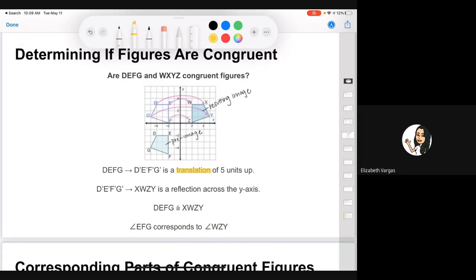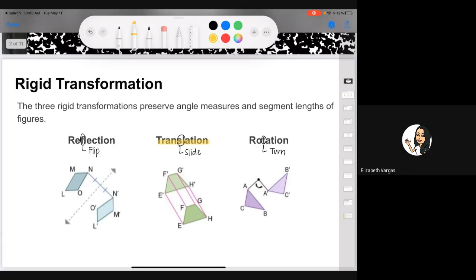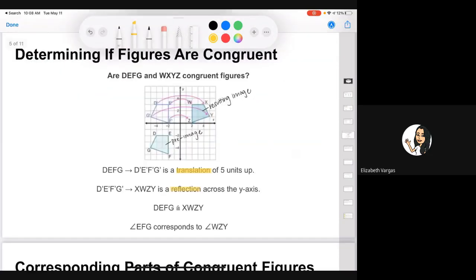Then D prime, E prime, F prime, and G prime is mapped to X, W, Z, Y by a reflection across the y-axis. Is my reflection a type of rigid transformation? Yes, it is. And so because both of my different transformations were types of rigid transformations, remember we only have three, that tells me that yes, those two would end up being congruent to each other.